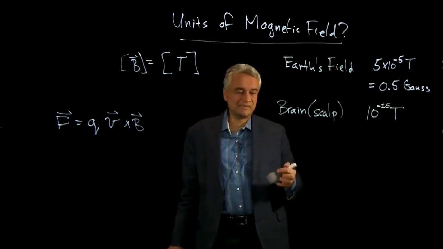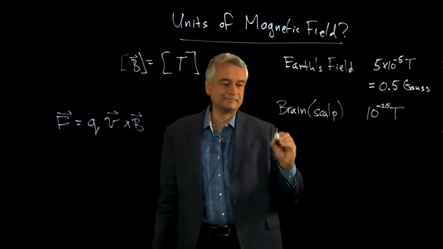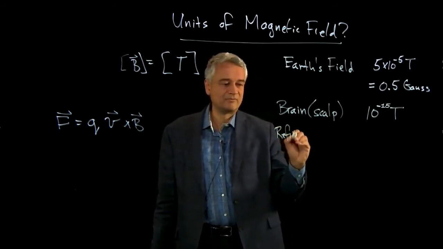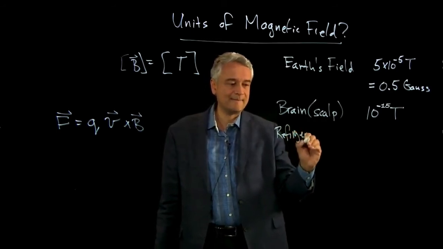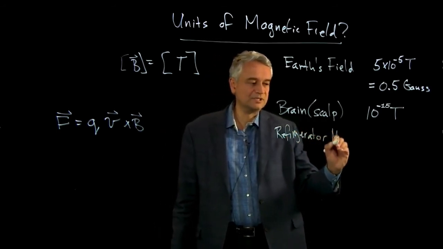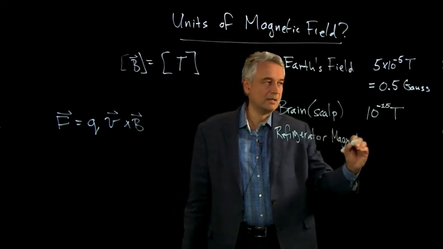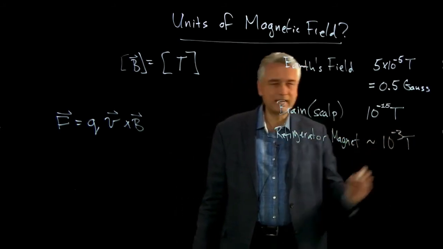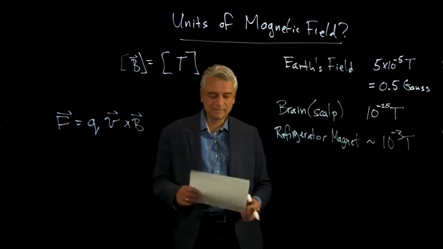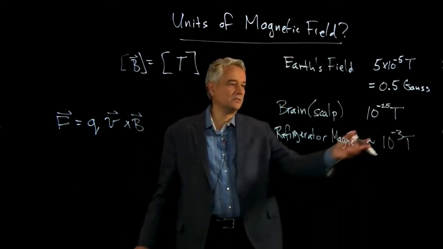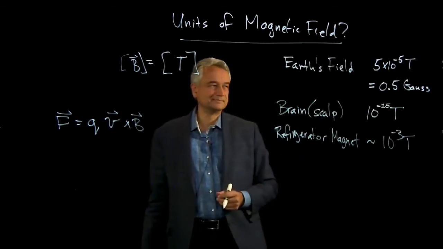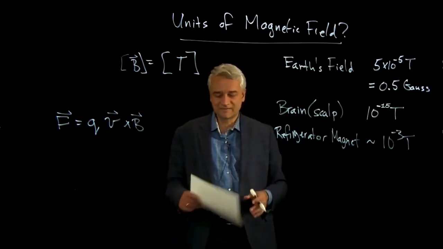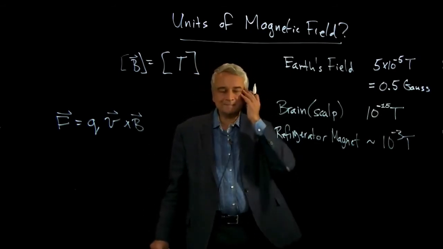What's another familiar magnetic field? Well, what about our refrigerator magnet? Refrigerator magnets make a magnetic field which is bigger than that of the Earth. It's typically around 10 to the minus 3 Tesla, or 10 Gauss. A little bit bigger, but still a few Gauss. Not that much bigger than the magnetic field of the Earth.